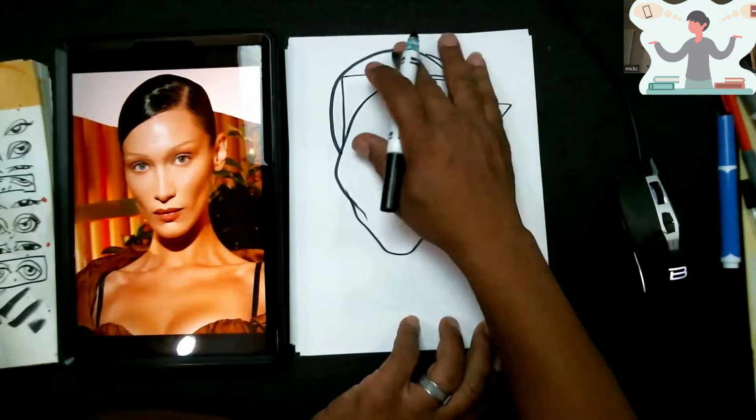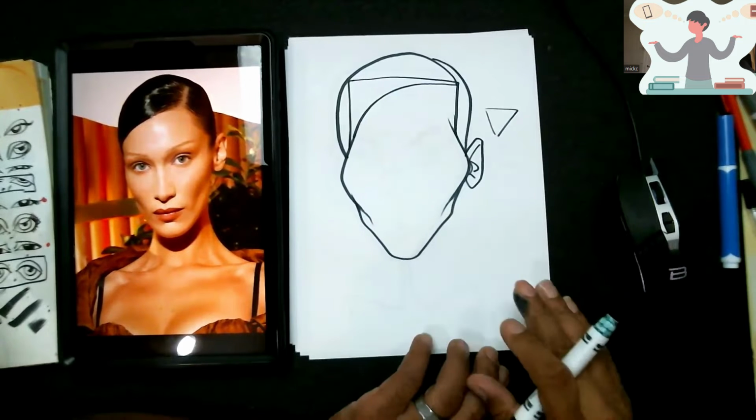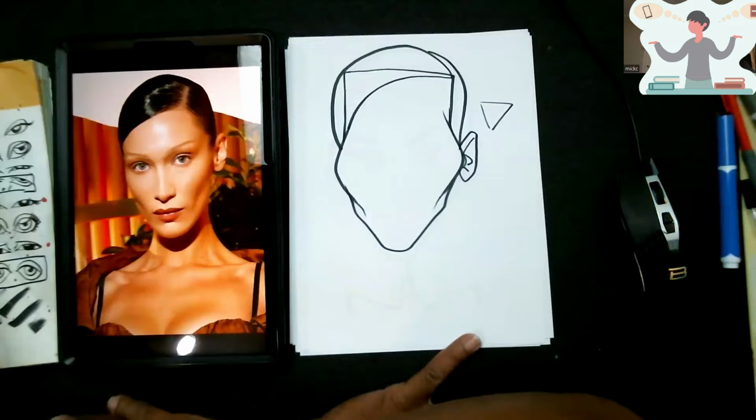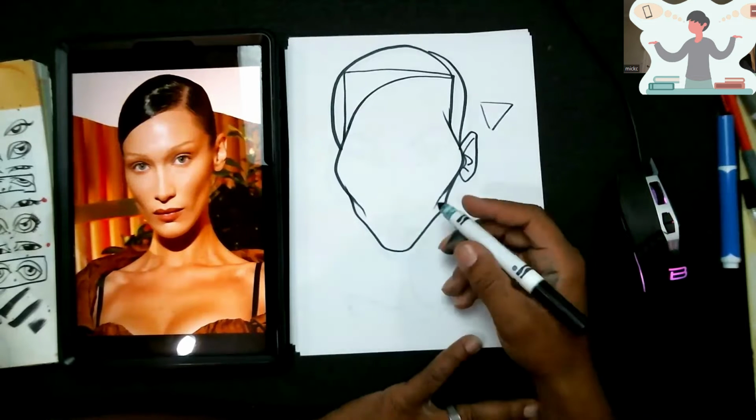Does that make sense? Let's see if you can manipulate that. Let's see if you can do that.